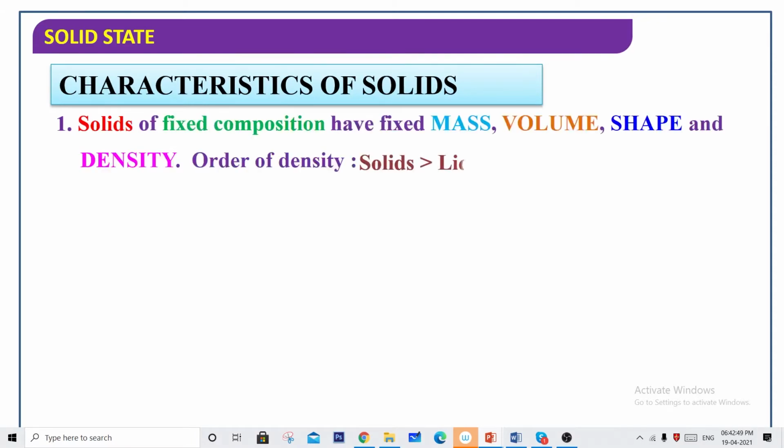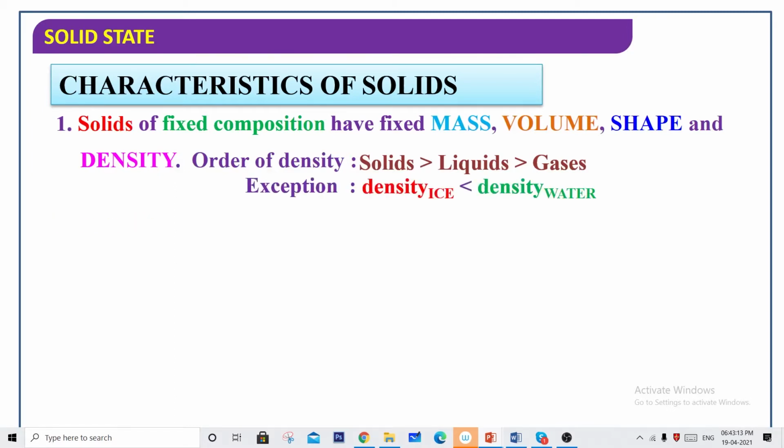Now, I can say the density of the solid is maximum, less in case of liquid and least in case of gases, right? Yes, sir. Exception. I'm talking about the exception case. Density of ice is less than that of water. Yeah, that I know. Do you know why?